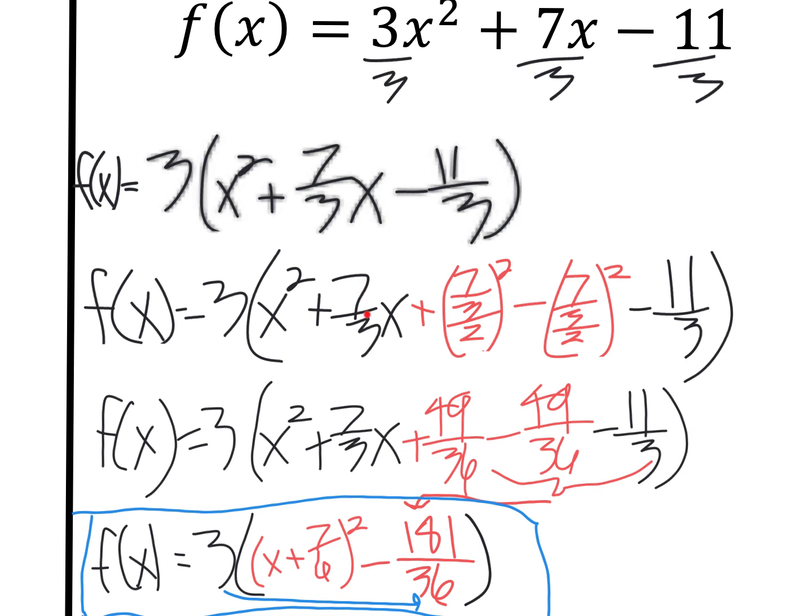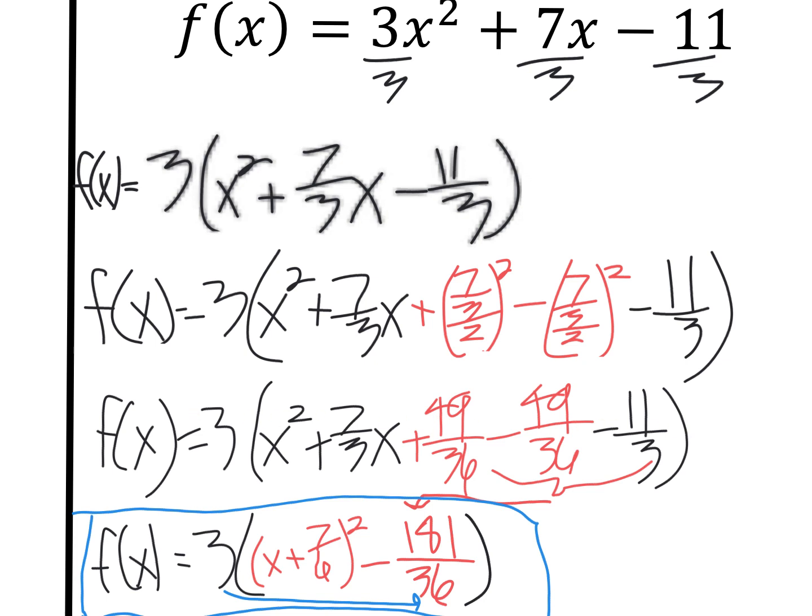So that would be 7 over 3 over 2 squared. Add and subtract it in. And so 7 over 3 over 2 makes 7 over 6. And 7 over 6 squared makes 49 over 36. And so that's how I got the plus 49 over 36 and minus 49 over 36. You'll notice everything is exactly the same right here.